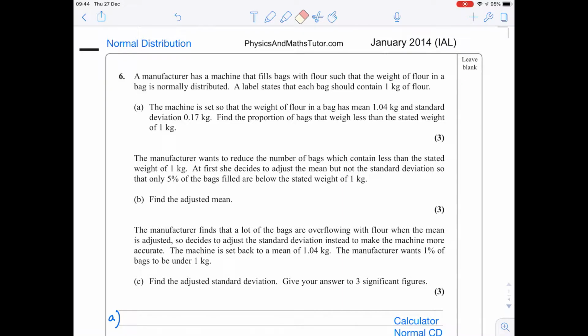This question provides an example of working with the normal distribution. A manufacturer has a machine that fills bags with flour such that the weight of flour in a bag is normally distributed. A label states that each bag should contain 1 kilogram of flour. The machine is set so that the weight of flour in a bag has mean 1.04 kilograms and standard deviation 0.17 kilograms. Find the proportion of bags that weigh less than the stated weight of 1 kilogram.